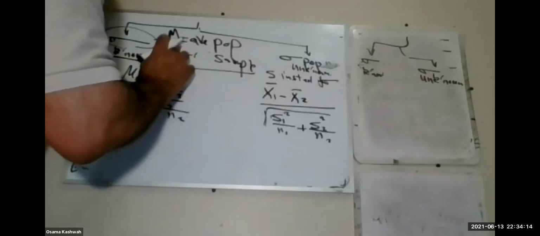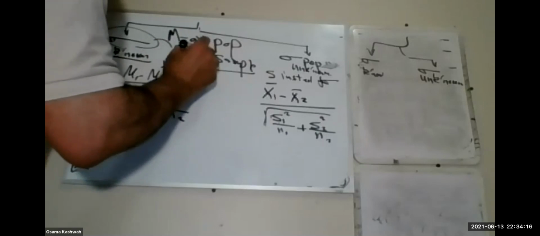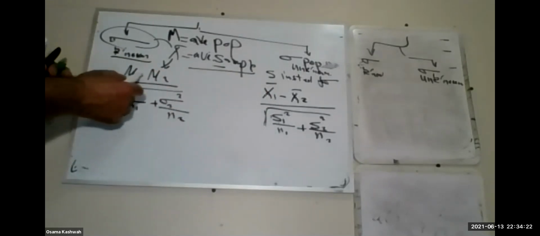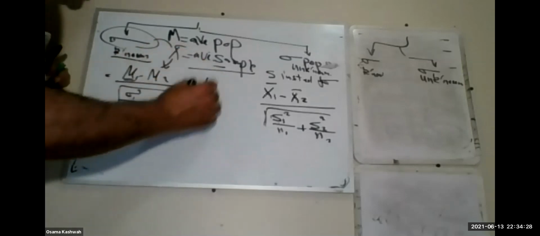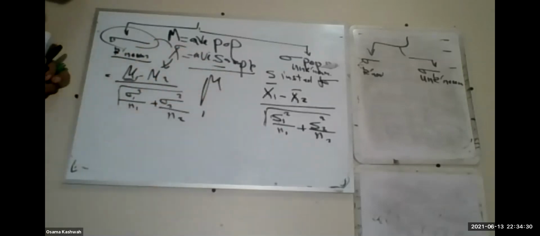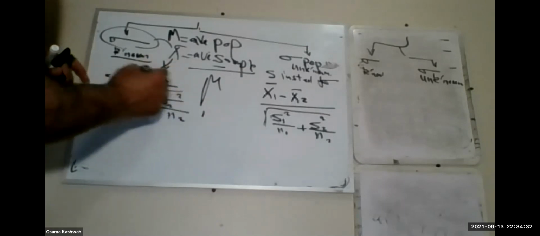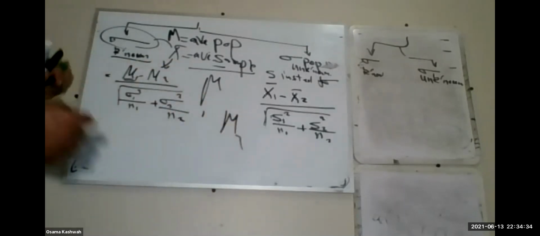X bar, sorry. X bar is the average of the sample. So they use this as an example here. I know the average of the population, then I will call it mu1, and mu2 for the other population.